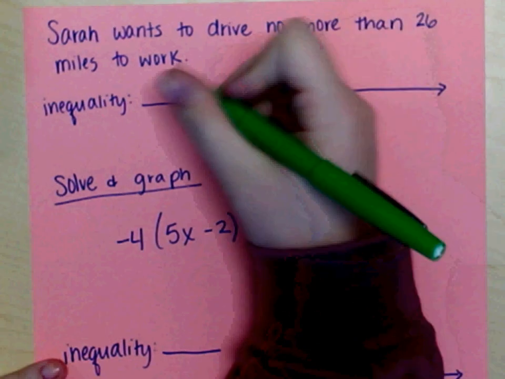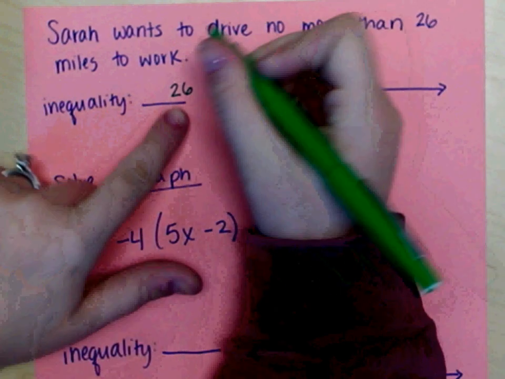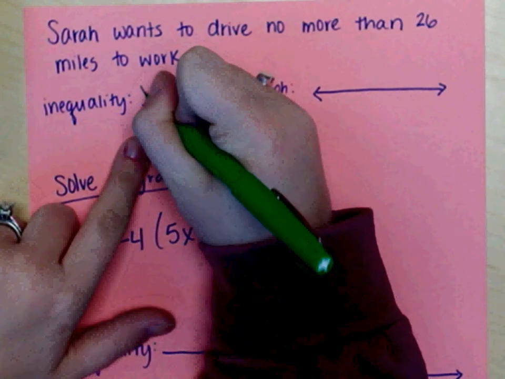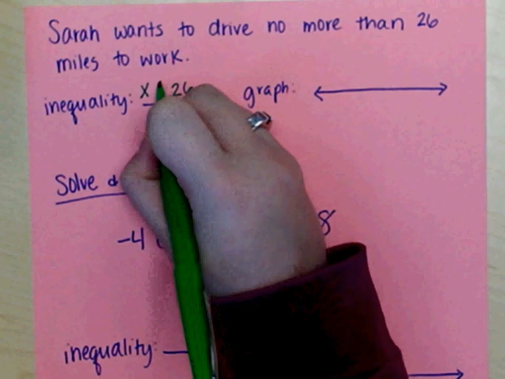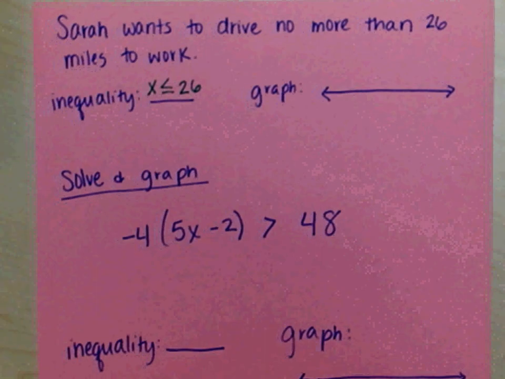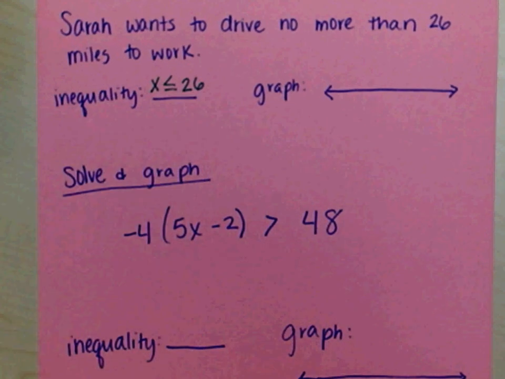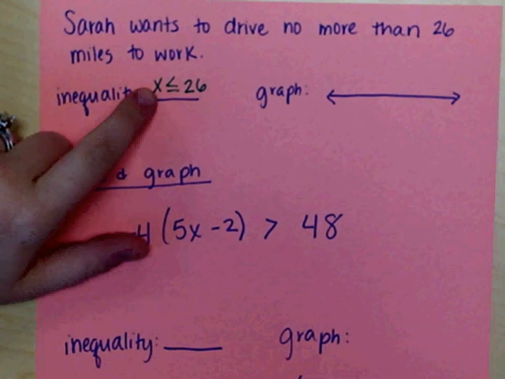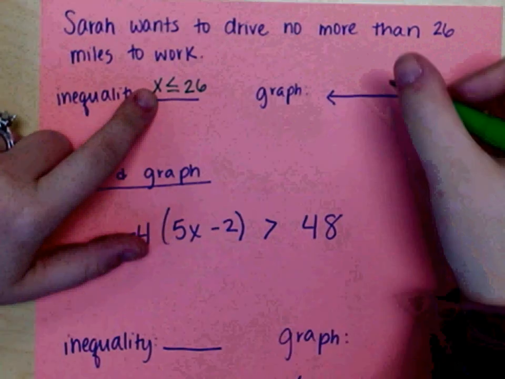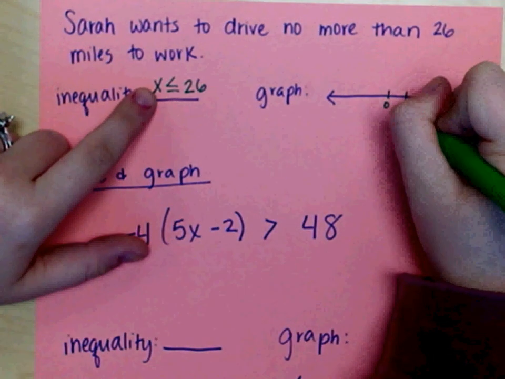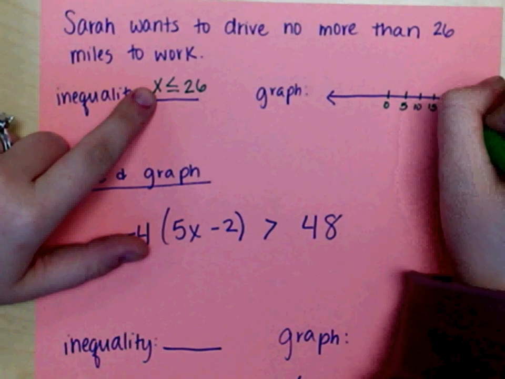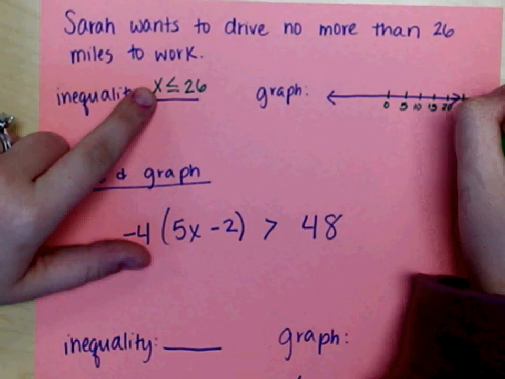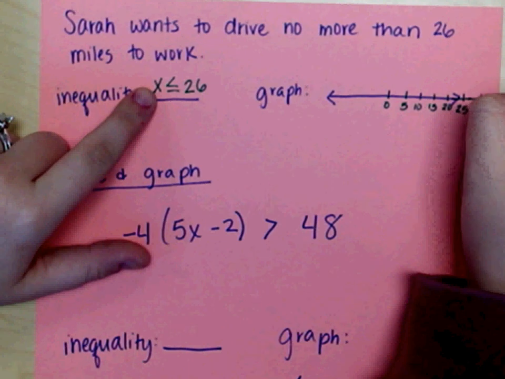So x is no more than 26. It's going to be the biggest she wants it to be. So x has to be less than or equal to 26. 26 is the biggest, so x has to be smaller than or equal to 26. On my graph, I have 0. I'm going to go by 5s. Probably shouldn't have because now it's going off. But you get the idea.